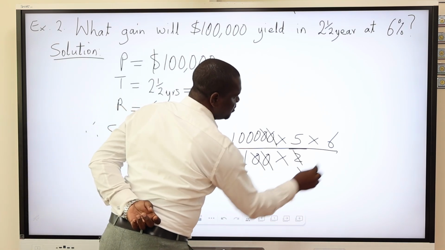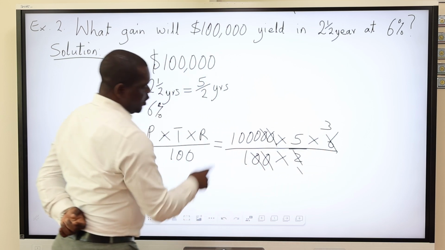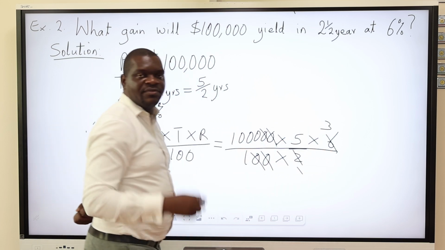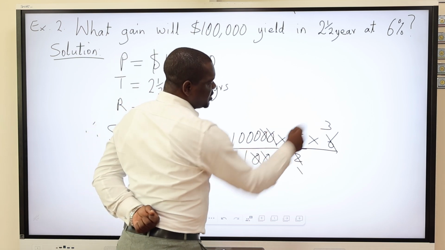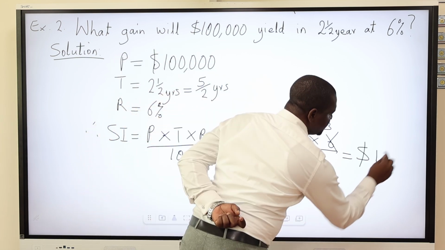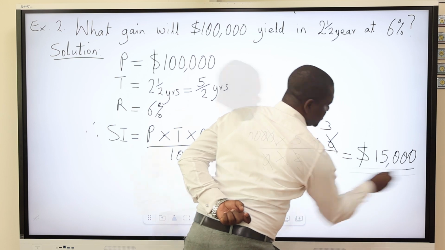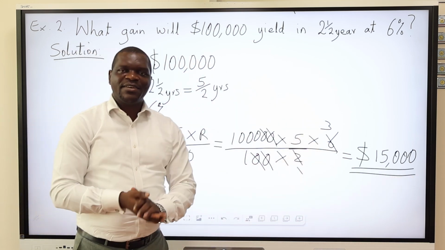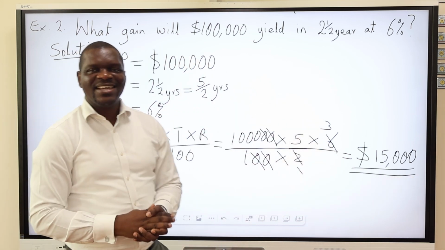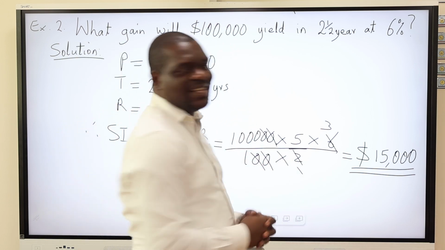2 here 1 time, 2 into 6 3 times. 1,000 times 5 is going to give us 5,000, and 5,000 times 3 will give us $15,000. That is it for simple interest. As simple as you have seen.